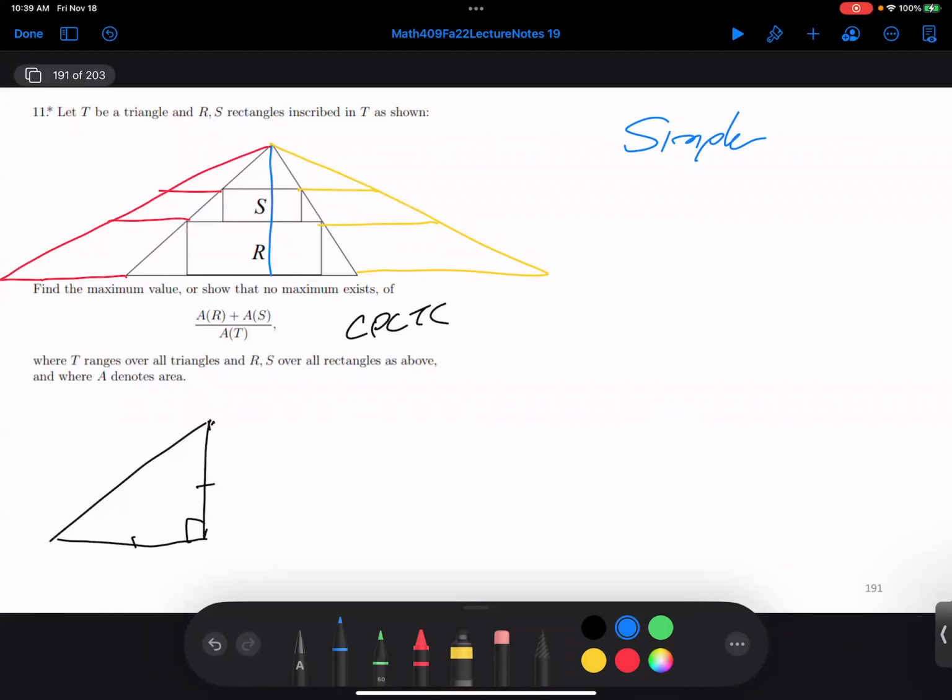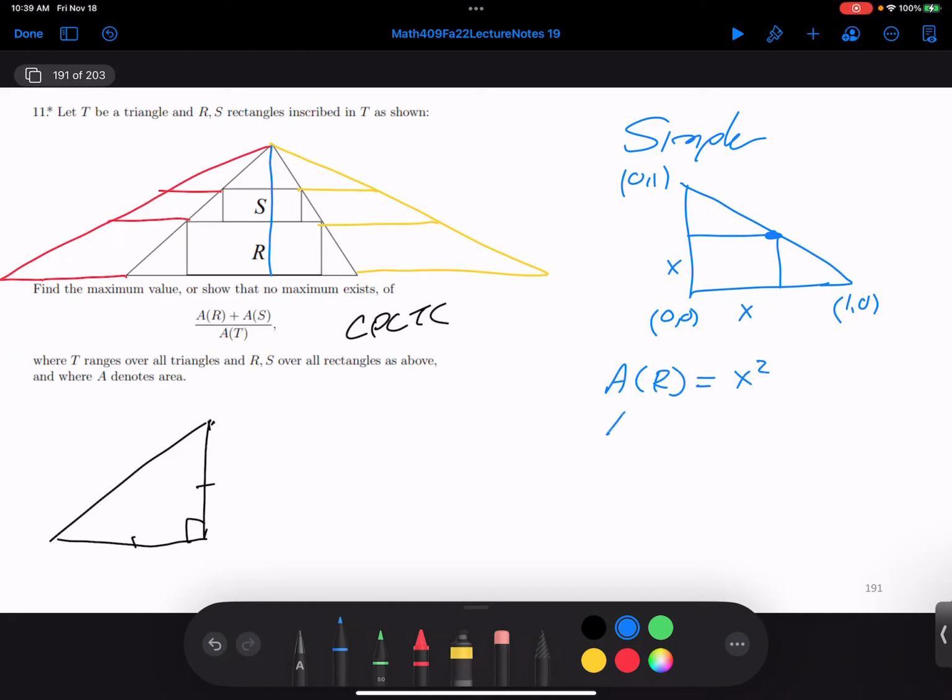And so, I'm not sure what the best way is to draw things. I'll draw it like this. So this is the points (0, 0), (1, 0), (0, 1). And this is going to be really nice because I've got an isosceles right triangle. So this is x, this is x. So the area of my rectangle R is just x squared. The area of T is just 1/2. It's x times. Yeah, it's not x squared.